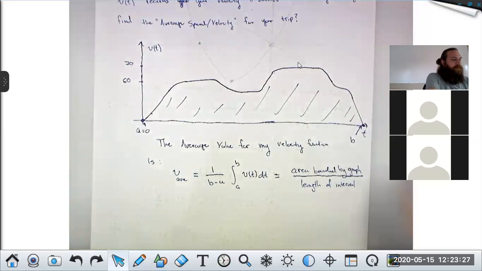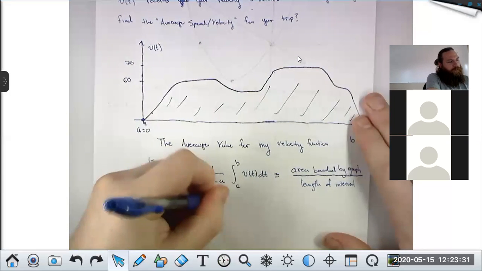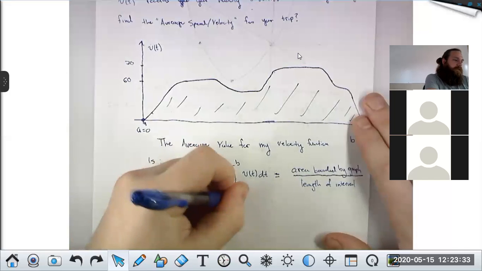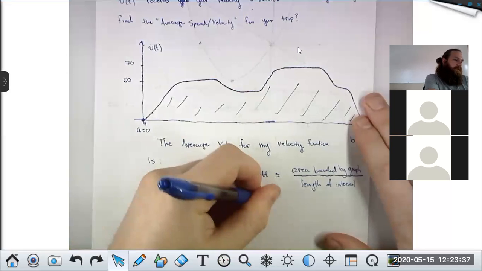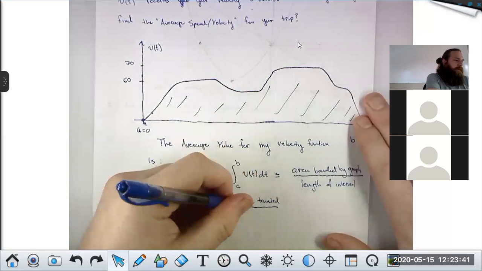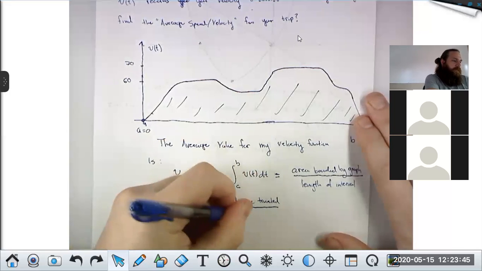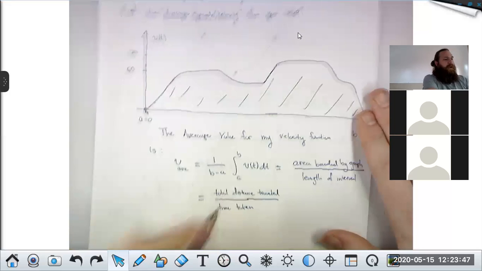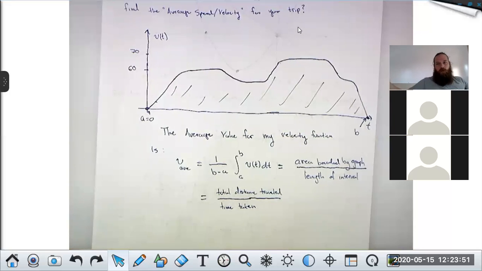So in this case, it's the total distance traveled divided by the time it took to travel. And if there's any concept of an average velocity, it should be that, right? It should be how far did you go divided by how long did it take you to get there.